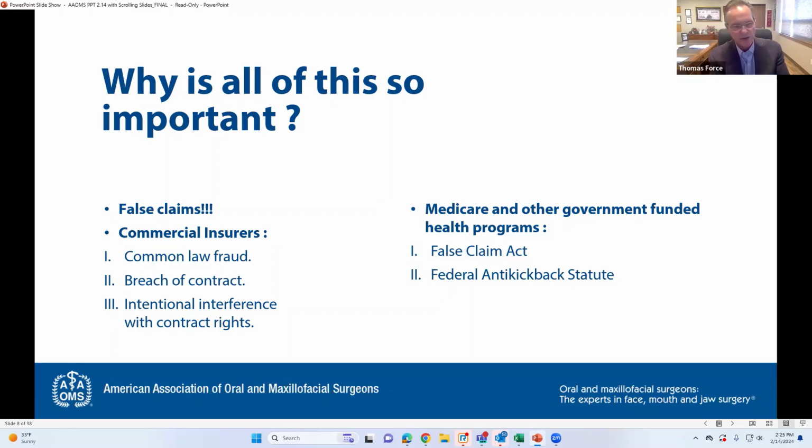The insurance company says, hey, my contract requires my member to pay their deductible and coinsurance. By you waiving it, you're interfering with our contract with our member, and that's a tort. You can be found liable for civil damages based on any one of these: common law fraud, breach of contract, or intentional interference with a contract right.